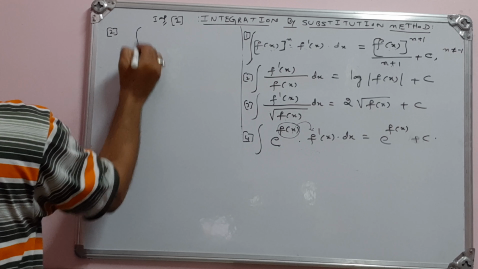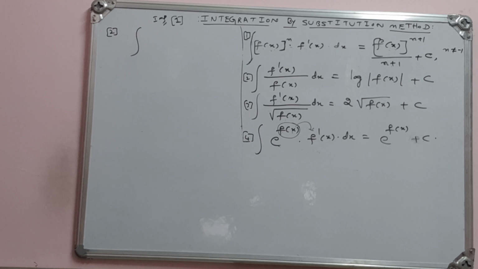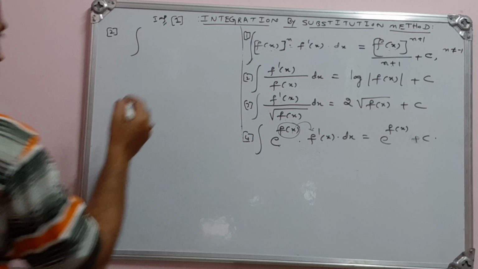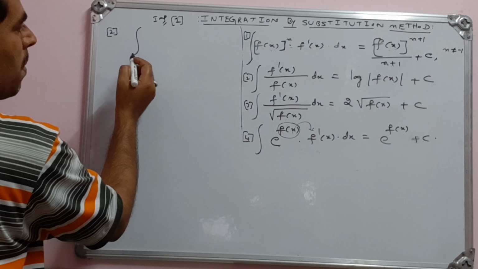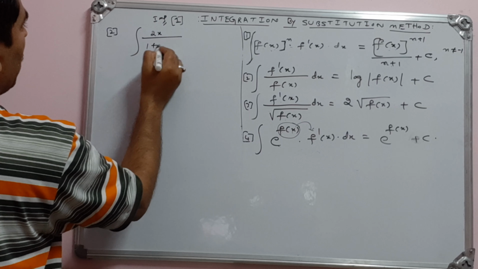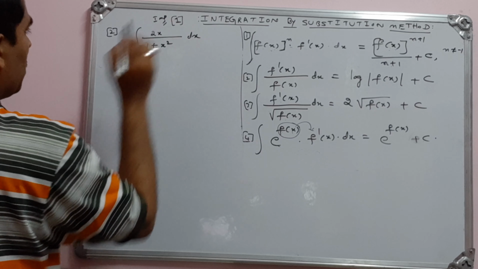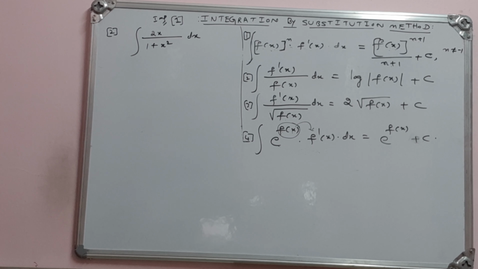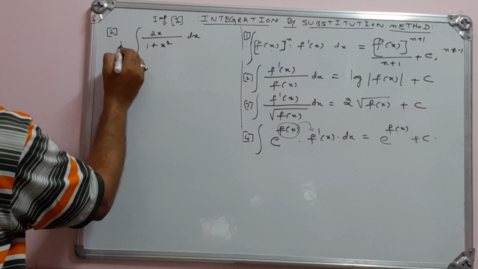Okay, let us go for the second example. Let me consider another simple example: the integration of 2x divided by 1 plus x square. Let us equate it to I.